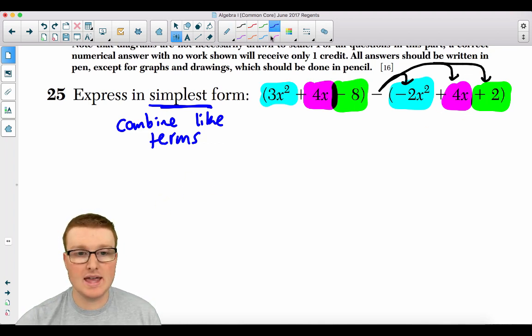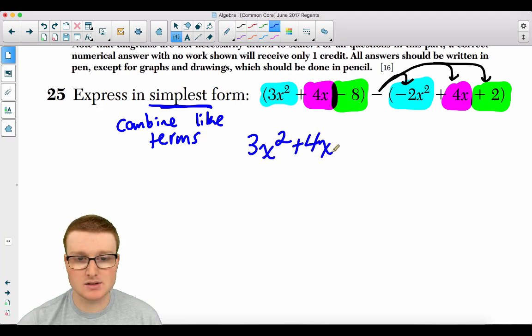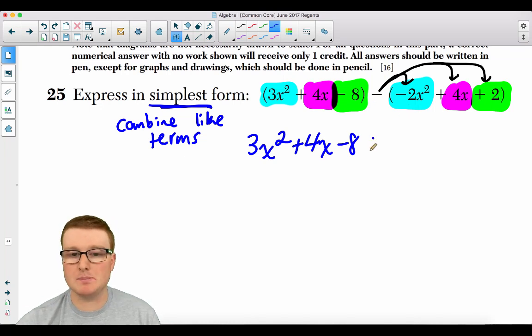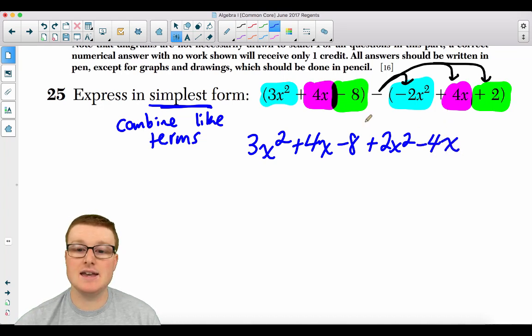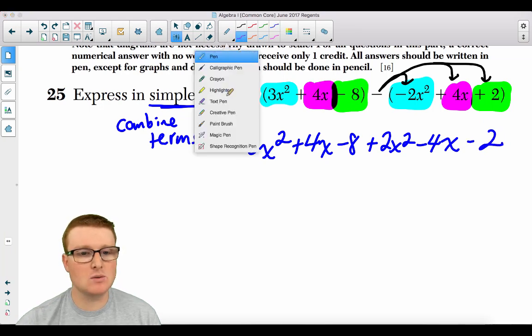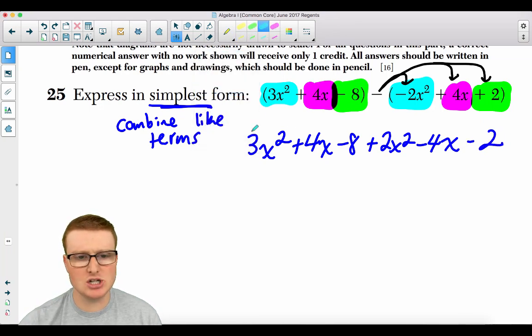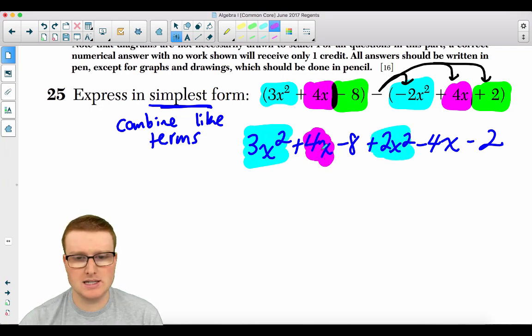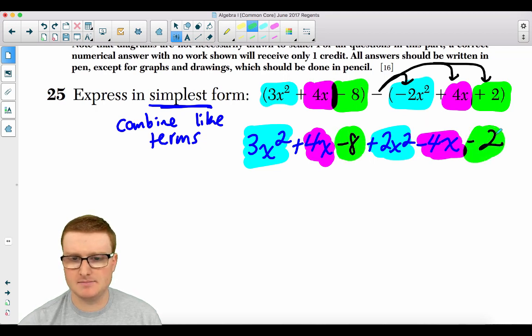So we get 3x squared plus 4x minus 8. Now a negative times a negative 2x squared gives you a positive 2x squared. Negative times positive 4x is a negative 4x. And negative times a positive 2 gives you a minus 2. But again, we're still combining like terms. Nothing has changed here except the signs. No big deal, and let's go ahead and do it right now.